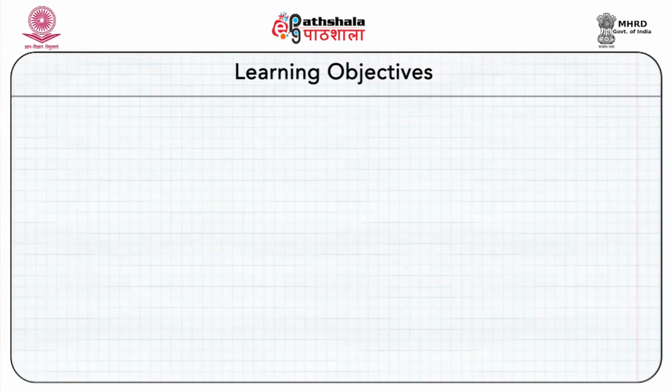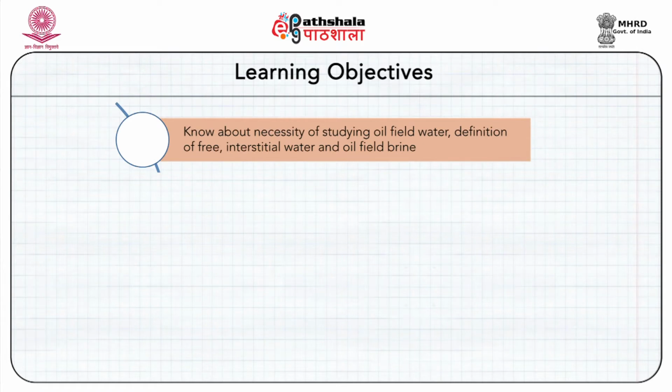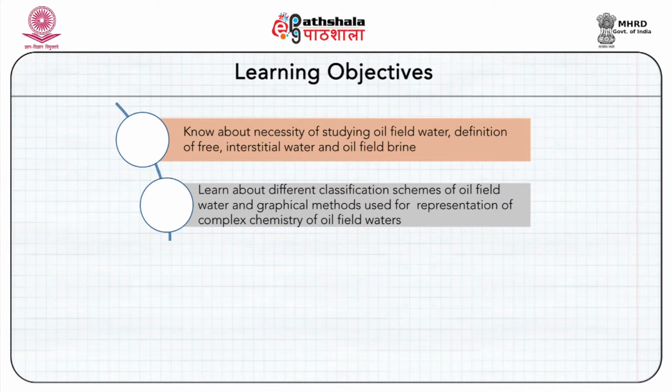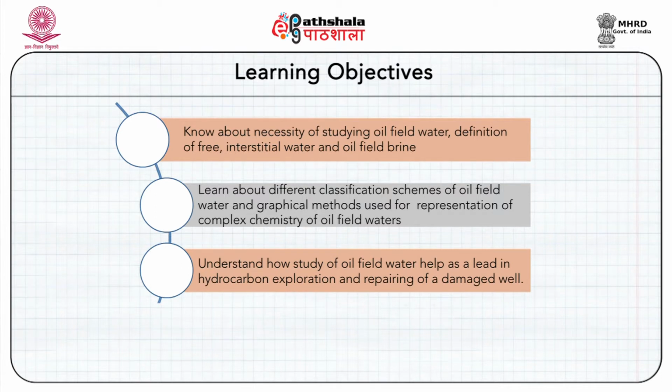After studying this module, you will be able to know about the necessity of studying oil field water, the definition of free, interstitial and oil field brine, learn about different classification schemes that we use in the classification of oil field water, and the different graphical methods that we use for representation of the complex chemistry of the oil field waters. We will also be able to understand how the study of oil field water helps as a lead in hydrocarbon exploration and repairing of a damaged well.